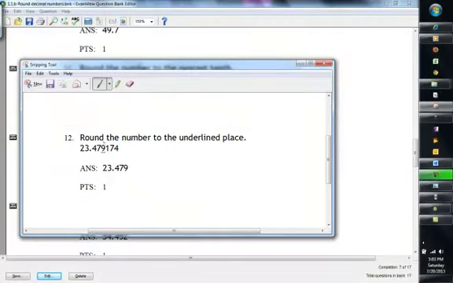Round to the nearest thousandth in this case. Look at the number after it, write everything in front of it the same, and leave the number that's in the circle what it was, and it's 23 and 479 thousandths.